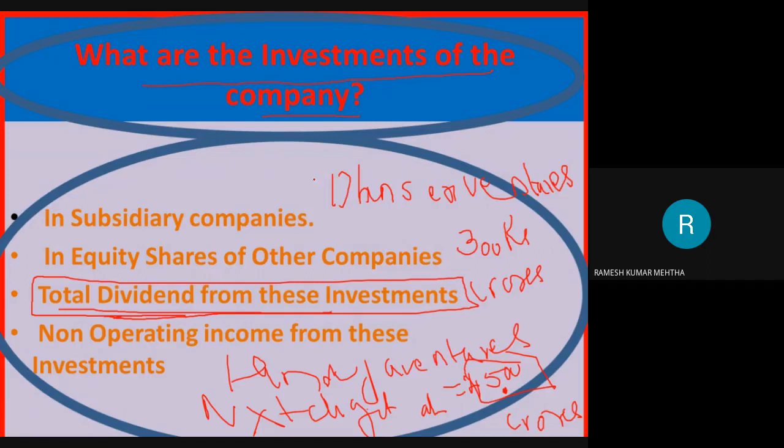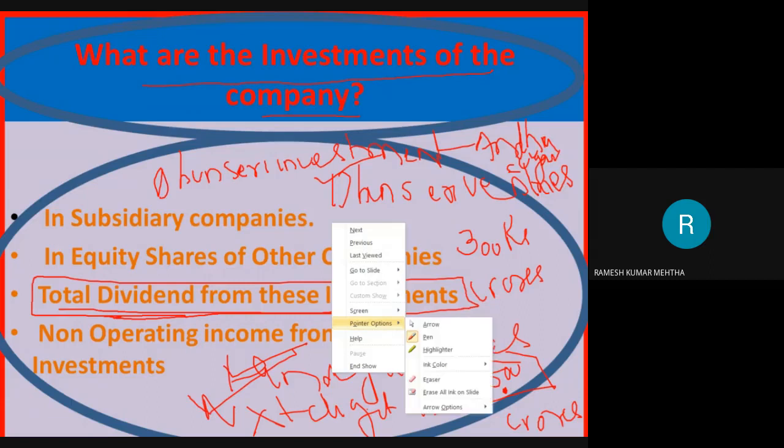I have given one example, like Hinduja Ventures, Next Digital. Dhanshri Investments Limited is another company. You can explore this also. Another company is Andhra Sugar Limited. So many companies are like this. So not only do you have to look at the assets of the company, but rather you have to look at the investments of the company.